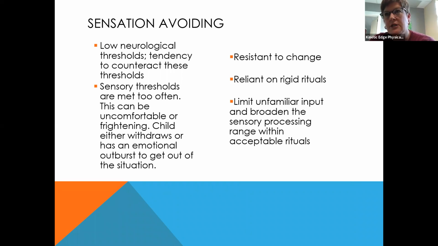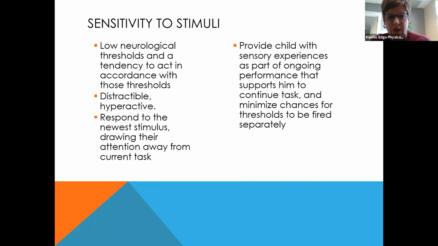So sensation avoiders, oftentimes when we talk about fight, flight, fright, they would maybe be considered to be in that sense of alertness. Sensitivity to stimuli are also that low threshold. So again, very good detectors of information. They notice things very quickly. However, the sensitivity to stimuli or the sensors are going to be passive in their response to that. So they aren't having an outburst or a meltdown, but these people, kids, are very distractible. So they draw their attention to the newest thing that comes along.